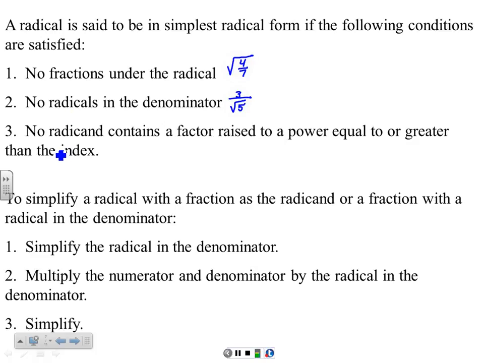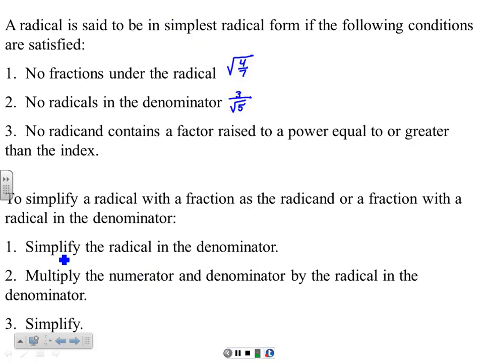And then number 3 takes care of what we did in the previous couple of slides. No radicand contains a factor raised to a power equal to or greater than the index. All that means is you can't have a perfect square or you can't have a perfect cube still underneath your radical. You have to keep simplifying. And that's what we're doing. We are simplifying these. So, how do we take care of these fractions?